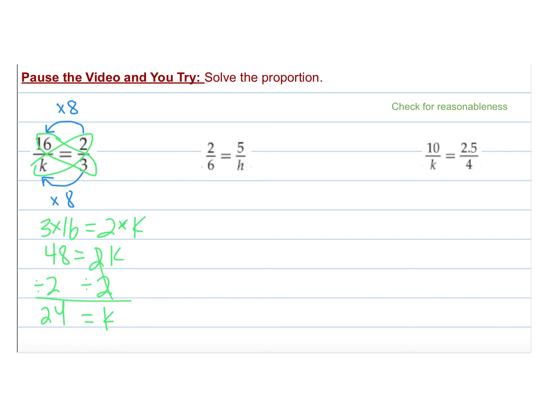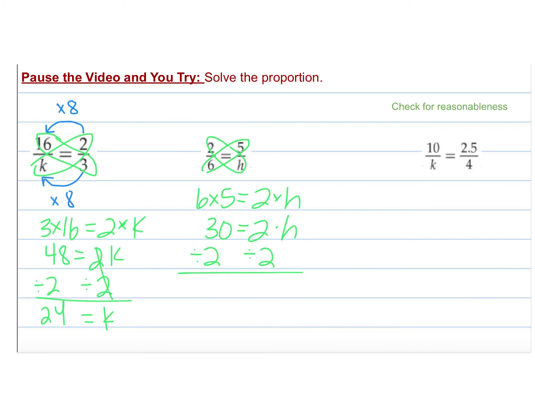Next one, cross products here, 6 times 5 and 2 times h. 6 times 5 is 30, equals 2h. So 2 times what equals 30? And if we don't know, we could divide both sides by 2, and we would find out that h equals 15. And again, we could plug 15 back in, solve the cross products for both of them, and they should equal each other.